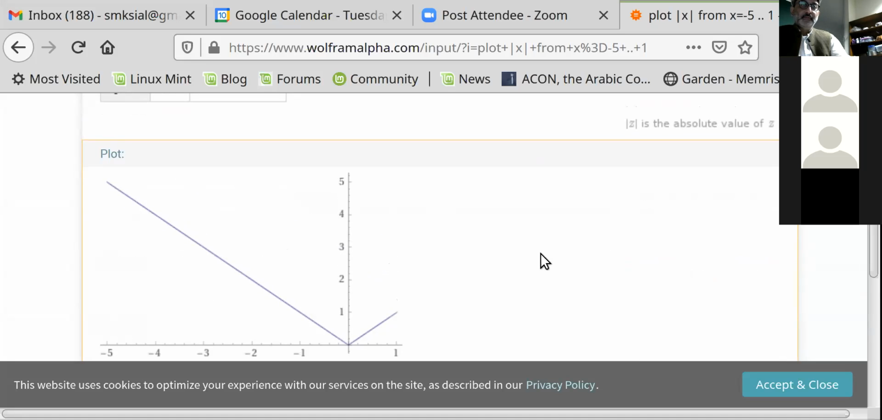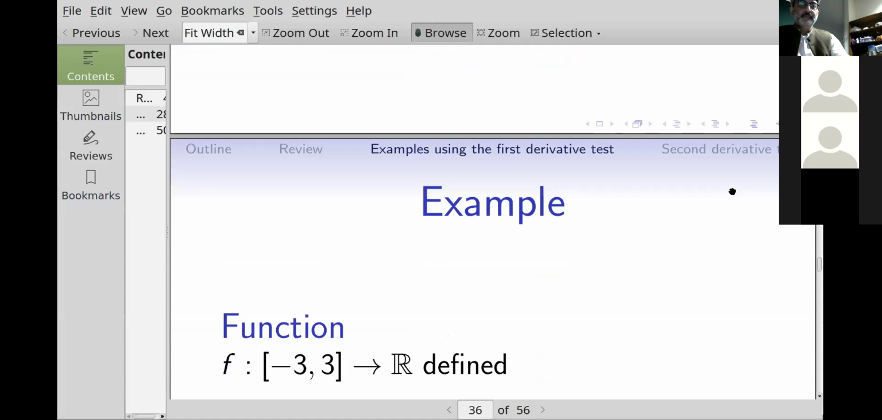Sir, is it safe to say that at point 0 is both the global and the local minimum? Yes, it is.